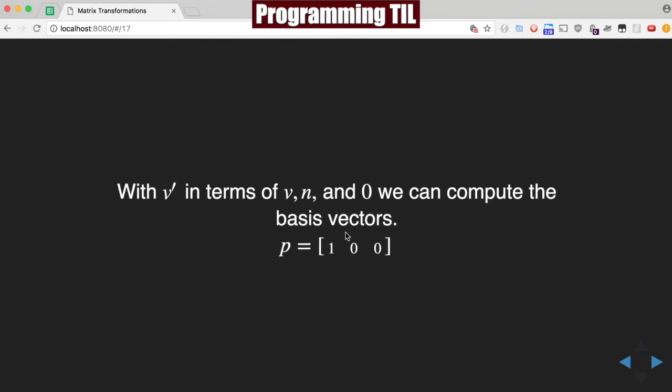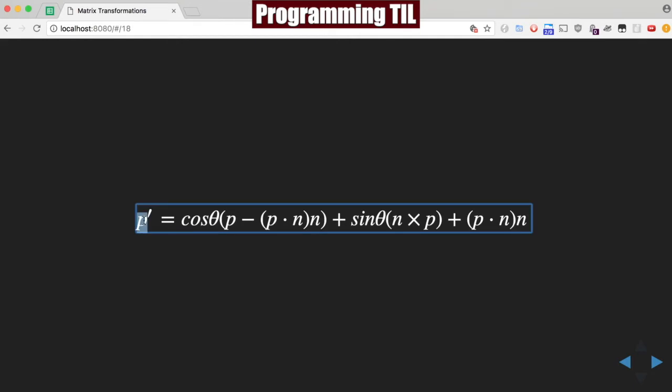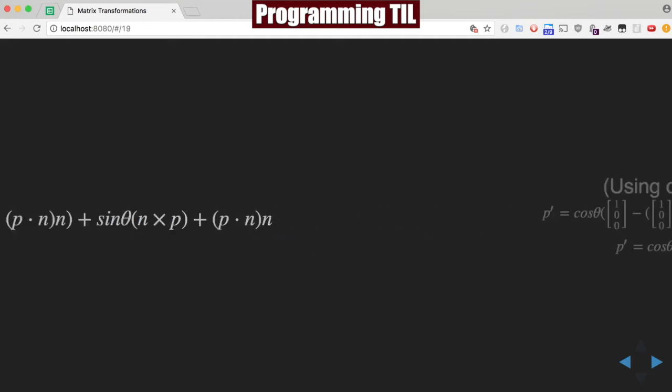So now we can compute each of the basis vectors p, q, and r, which are 1, 0, 0, and 0, 1, 0, and 0, 0, 1, plugging in p for the values of v, and the same thing with an array of a vector for n in x, y, and z. And so here's our total formula that we have. V prime is equal to cosine theta times p minus p dot n times n, etc., etc. So in each of these p values, we'll insert the column vectors just for display, making it nice and easy to read. And for the n's, we'll put in column vectors as well.